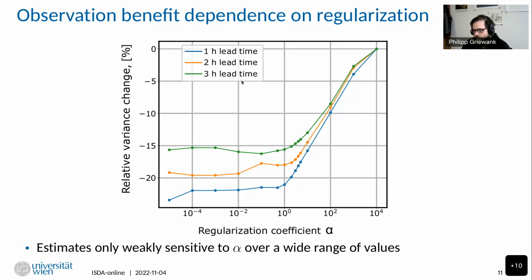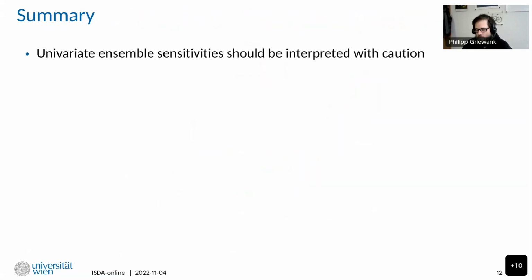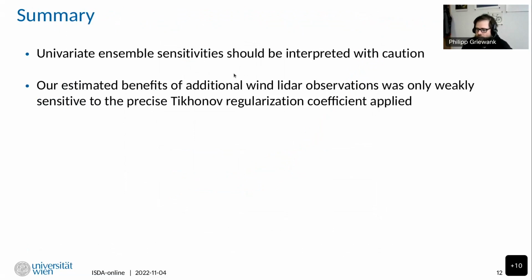And it also fits that we would expect that the longer the lead time, the less benefit we get from our observations. So everything matches how we think it should behave. To get to my summary, first point is if you do use this univariate ensemble sensitivity, beware. I think it's a bit harder to interpret than some people assume. The second point is that for this way that we estimated the benefits of these additional wind lidars, we're quite confident that it's not very sensitive to the precise Tikhonov value that we employed. So we're quite happy about that.